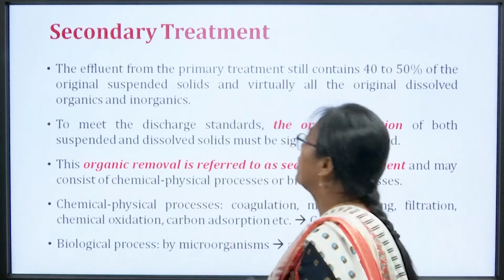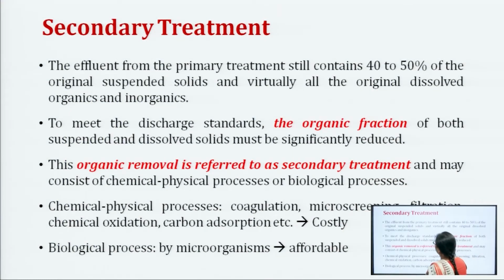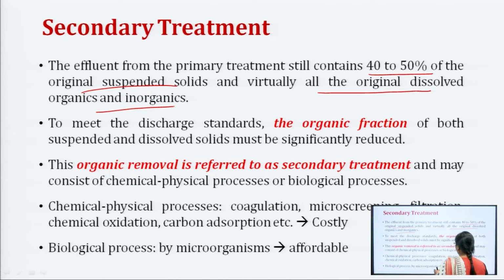First, secondary treatment. Once the effluent comes out of the primary treatment, that is the sedimentation tank, the effluent from the primary treatment still contains around 40 to 50% of the original suspended solids, and virtually all the original dissolved organics and inorganics, right. So, the plain sedimentation tank and the grit chambers are able to remove some part, but still many things are not removed from the wastewater. The wastewater is actually very polluted right now, and you cannot discharge that to the river, right.